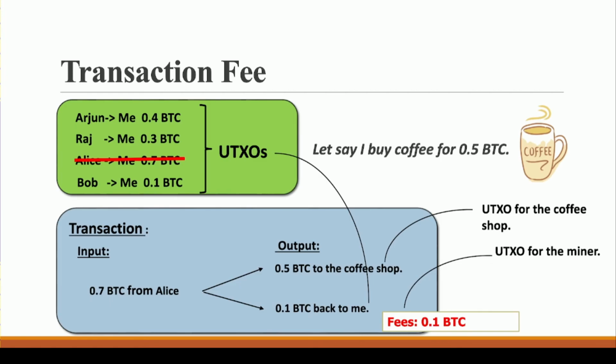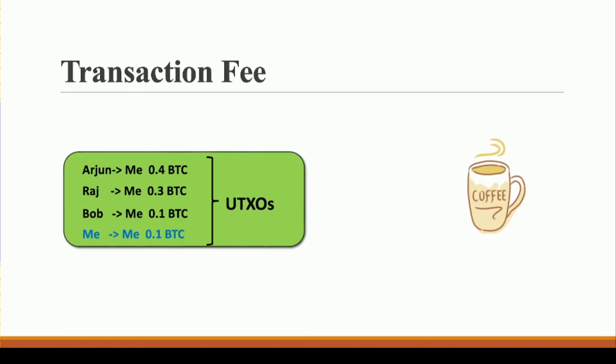So remember this whenever you are doing any kind of transaction. In that transaction, you need to pay some amount of fees to the miner, and that fees will also be considered as a UTXO for the miner because it is like you are paying something to the miner. So it will be a UTXO for the miner's wallet. So this is how our UTXO field will look like after we do payment for this coffee.